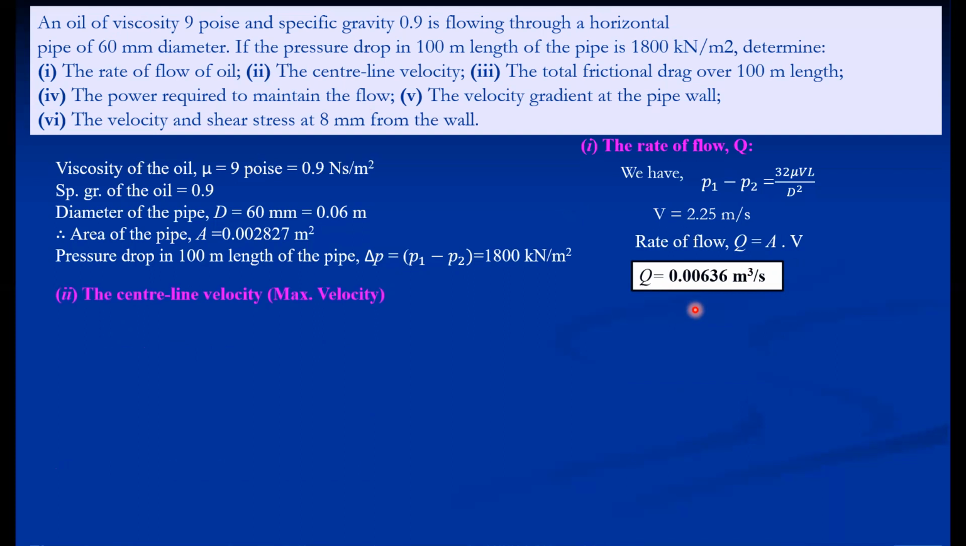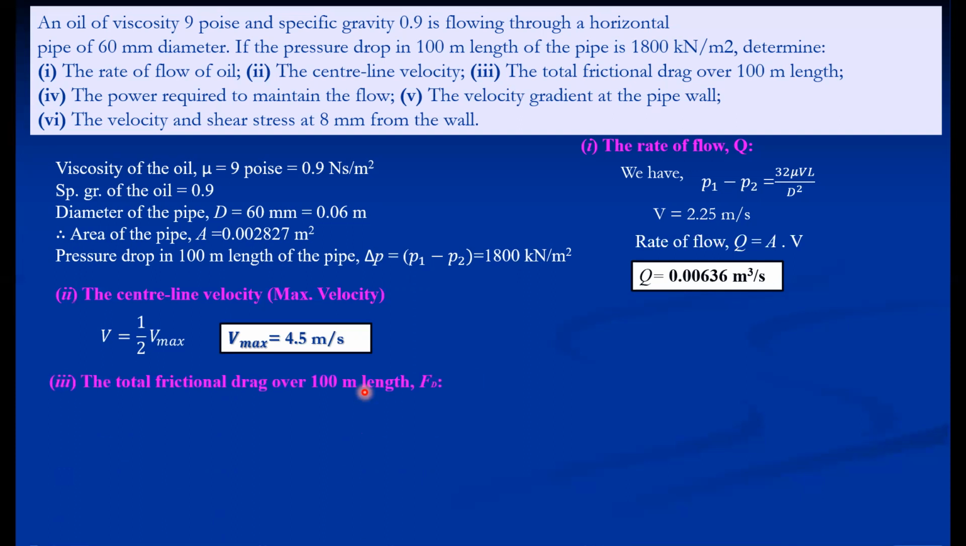Now again we have to use the equation. The mean velocity is known to us, so we can calculate the maximum velocity from that expression. So V is equal to 1/2 Vmax, and from that we get Vmax is equal to 4.5 meter per second.